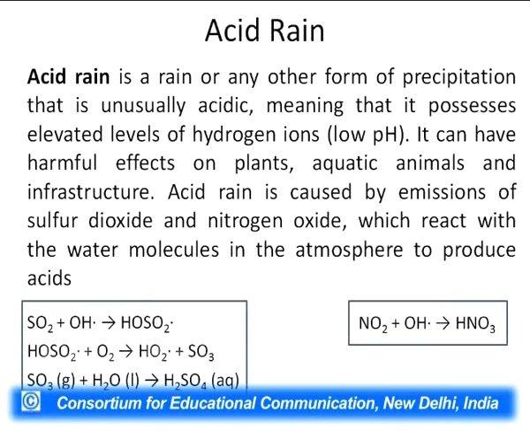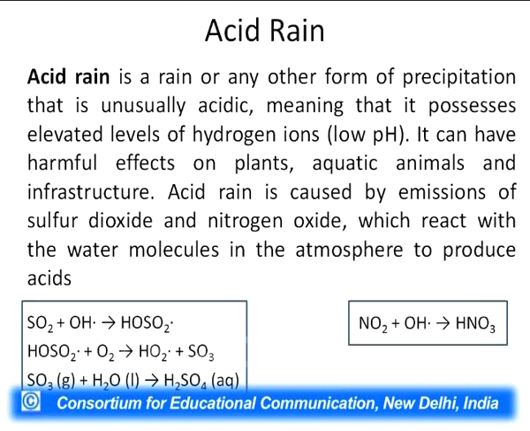Acid rain is basically a kind of rain or any other form of precipitation that is usually acidic in nature, meaning that it possesses elevated levels of hydrogen ions. That is, it means the pH will be low. It can have harmful effects on plants, aquatic animals and infrastructure.